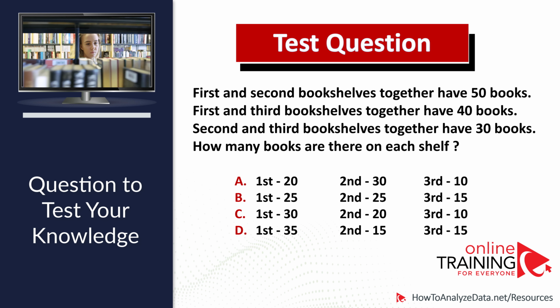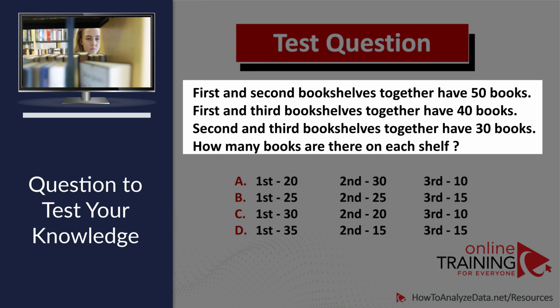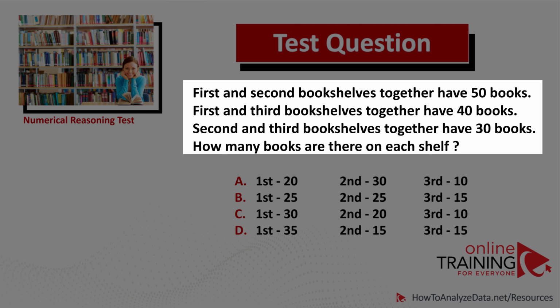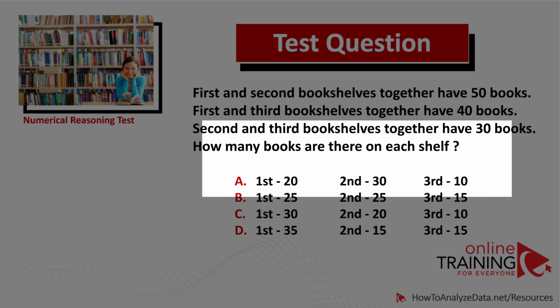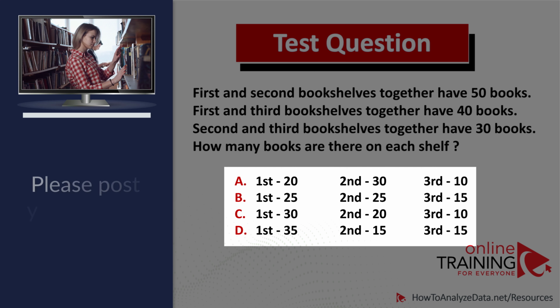First and second bookshelves together have 50 books. First and third bookshelves together have 40 books. Second and third bookshelves together have 30 books. How many books are there on each shelf? And you have 4 choices of different sets. Choice A, 20, 30, and 10 for the first, second, and third. Choice B, 25, 25, and 15. Choice C, 30, 20, and 10. And choice D, 35, 15, and 15.